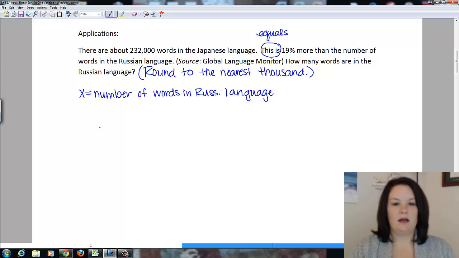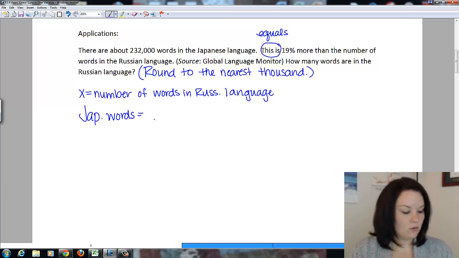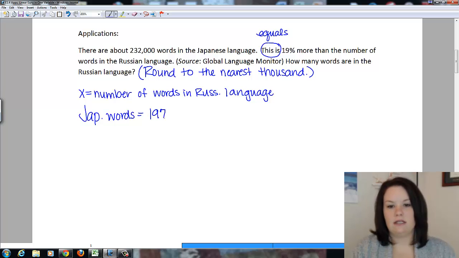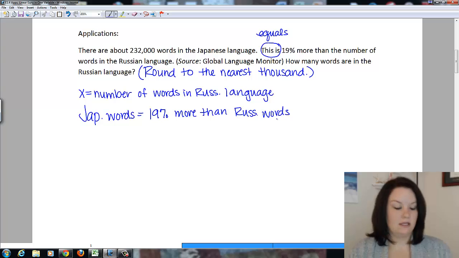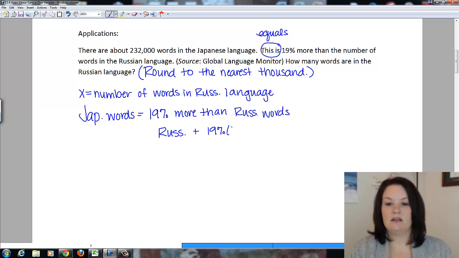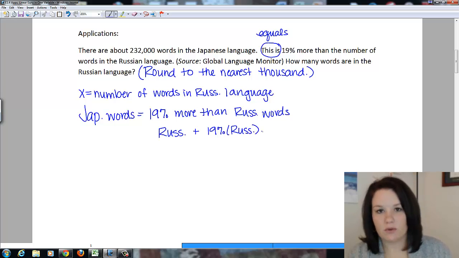So what we're saying is that the number of Japanese words is equal to 19% more than the number of Russian words. Okay, to find 19% more, we take our original number of Russian words and we add 19% of the Russian words back to the total number of Russian words.